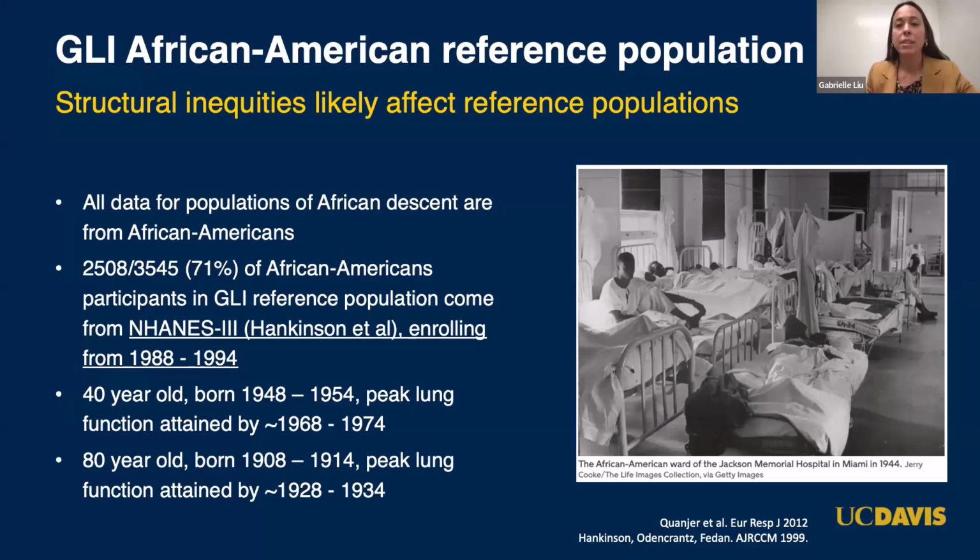So of course, we still have a lot of health disparities today, but I think it's also important to consider that a lot of the participants in this NHANES 3 cohort, which again make up most of our GLI reference population, would have been living under legalized segregation in the South or de facto segregation in the North and the West. So we really need to be considering how structural inequities in health and differential exposures across the life course may have affected the lung function of our reference populations, similar to how Dr. Bhakta pointed out.